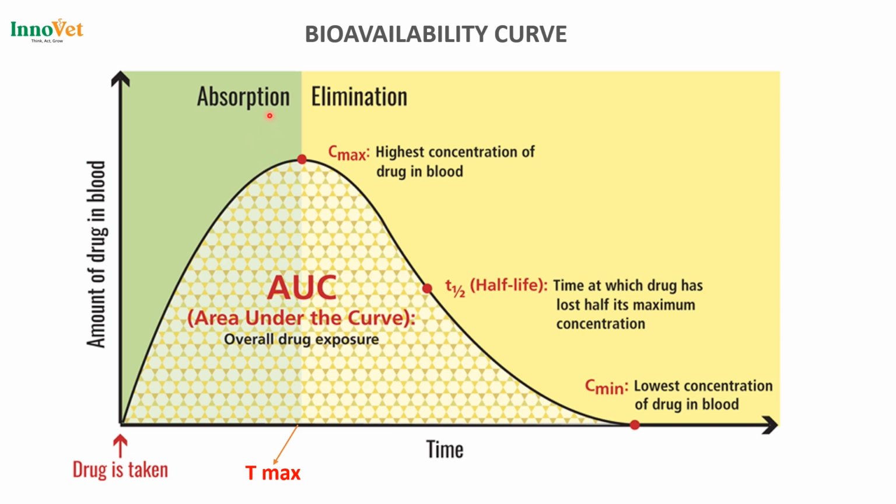The curve is simply divided into absorption and then elimination. As well, we can appreciate some other factors like the half-life. That's the time where the drug has lost half of its maximum concentration, and then as the elimination goes on, at another point, we can have the Cmin, which is the lowest concentration of the drug in blood. But simply we need to know that this curve is showing us the other three factors for evaluating bioavailability: the area under the curve, the peak plasma concentration, and then the time at which the peak plasma concentration occurs.